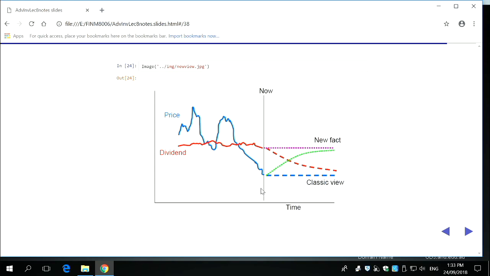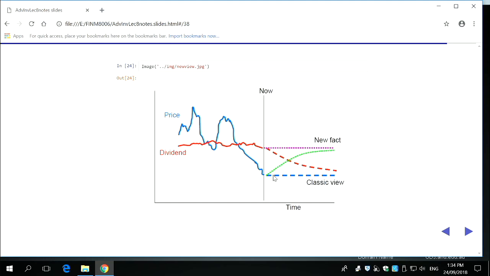So what do you predict about the future? The classical view is that if your DP ratio is high, that means your future dividend will be going down. So this red line should go down, and the future price will remain the same. Right? So the classical view is, if I see a high DP ratio, which means the current price is low, the return has been negative, that must mean the future dividend will be going down, or the future cash flow will be going down.